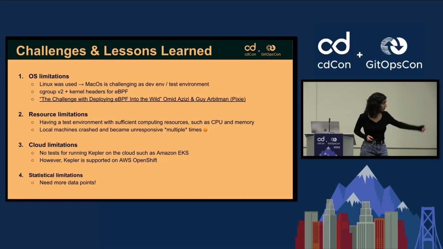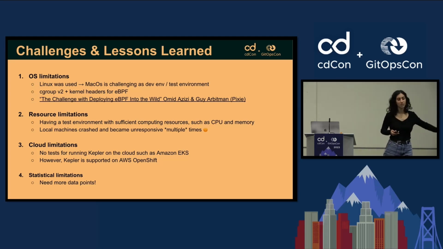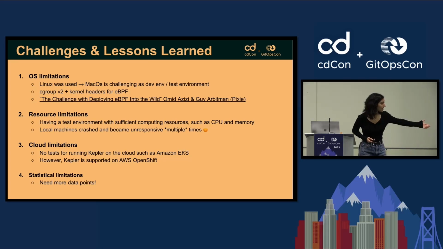And cloud limitations. So we really should be trying all of this in the cloud, right? Currently, there's no support for EKS. If there is interest in doing that or solving for any of these challenges, please do contribute to the sustainability subgroup of Open GitOps. And lastly, Kepler is supported by OpenShift. Kepler is a tool that is developed by Red Hat and IBM primarily. So there is support for OpenShift.